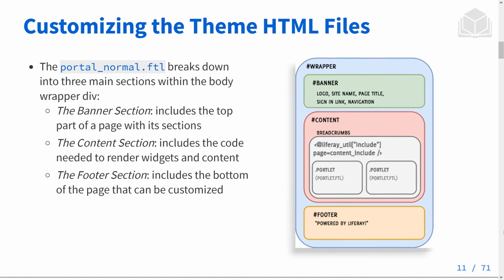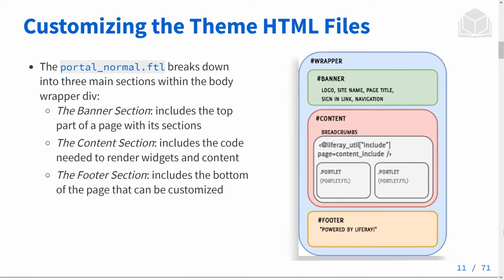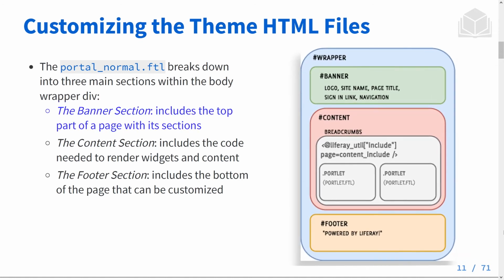This breaks down into three main sections within the wrapper div and the body. The banner section includes the top part of a page with its own sections as well, and the content section includes the code needed to render widgets and content. Finally, the footer section includes the bottom of the page, and of course that can be customized as well.